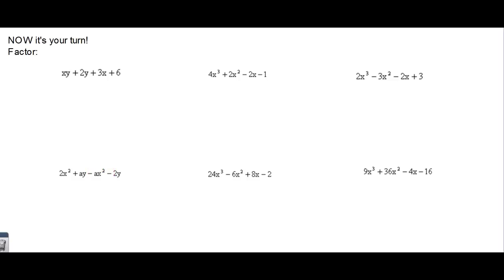Now it's your turn to have fun with factors. Try these 6 problems and let me know how it goes.